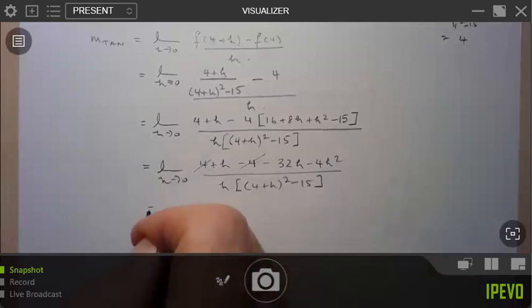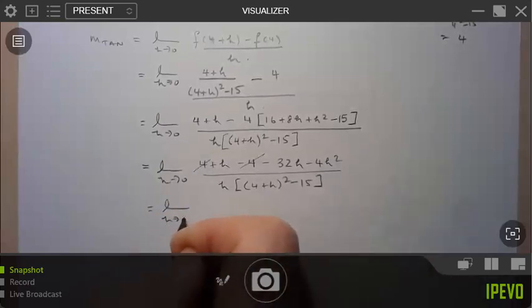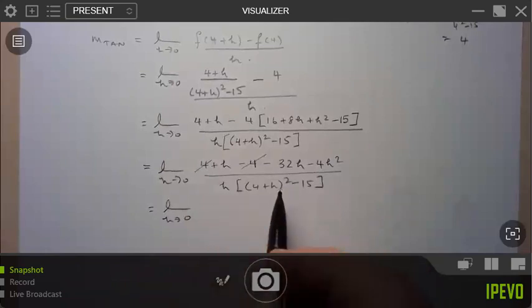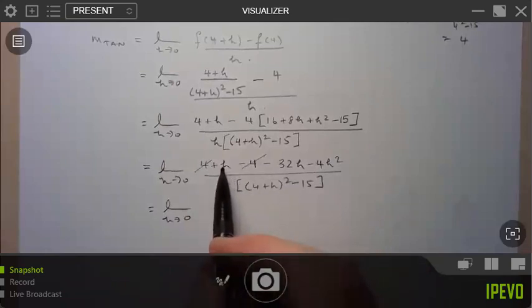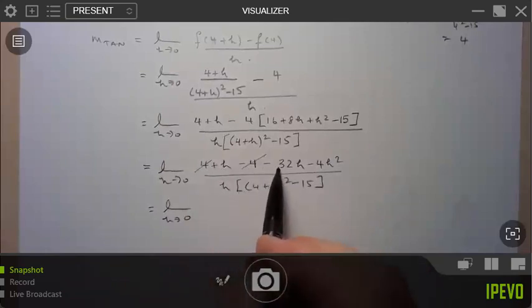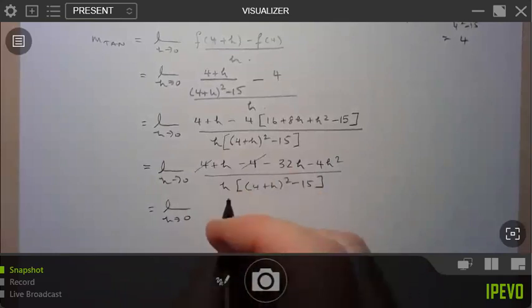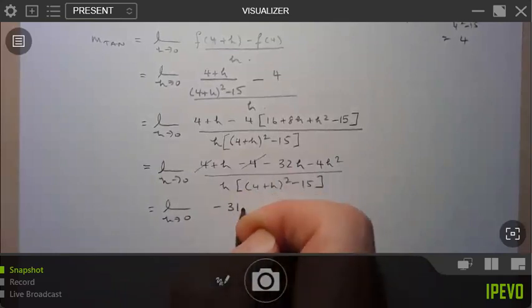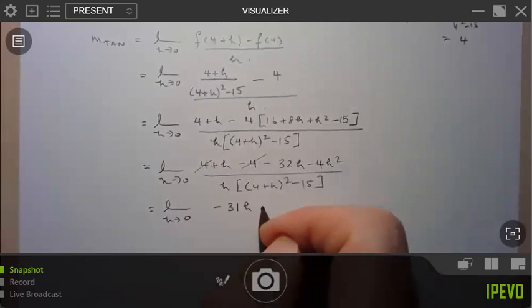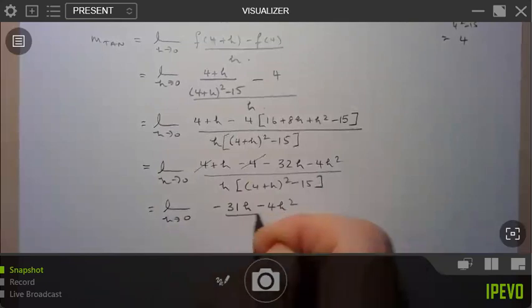So here, I think it's worth writing out an extra step. So what do we have? We have h minus 32h. So it looks like that's negative 31h plus, minus 4h squared, over this whole big thing.